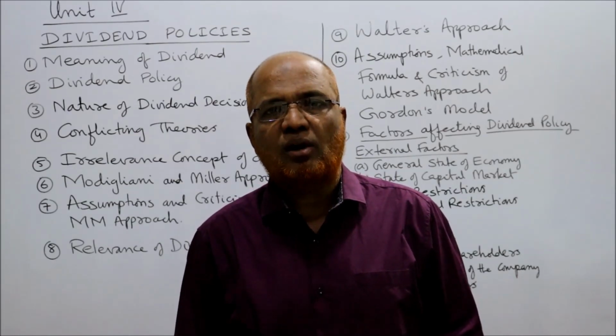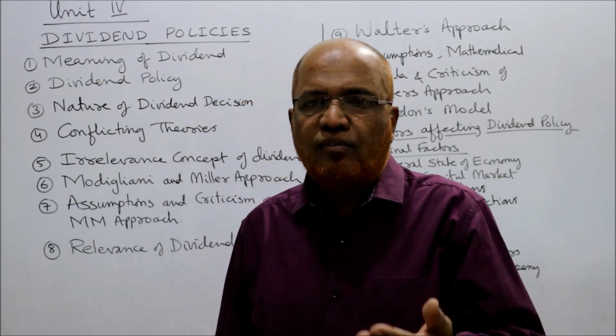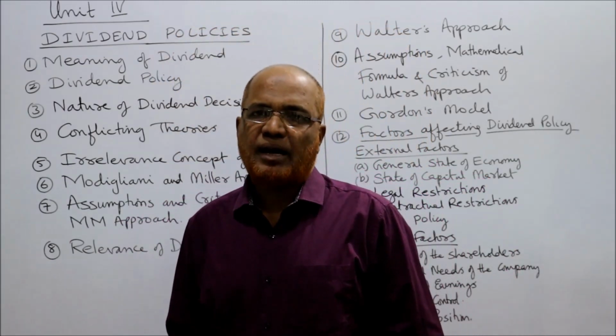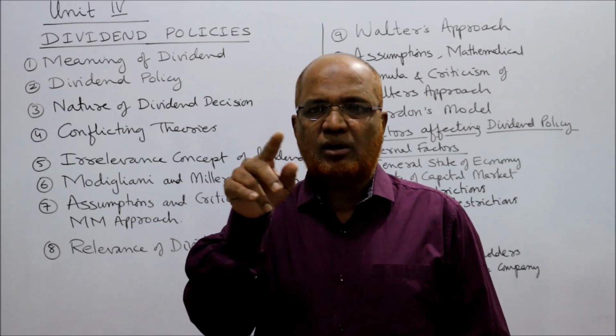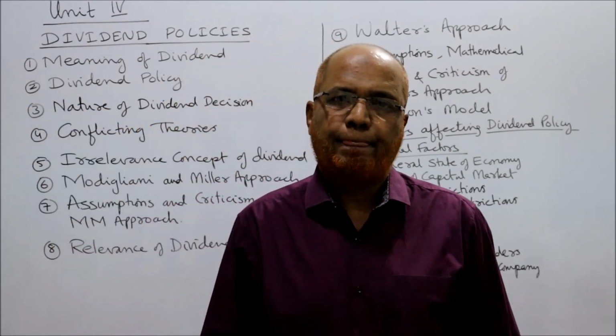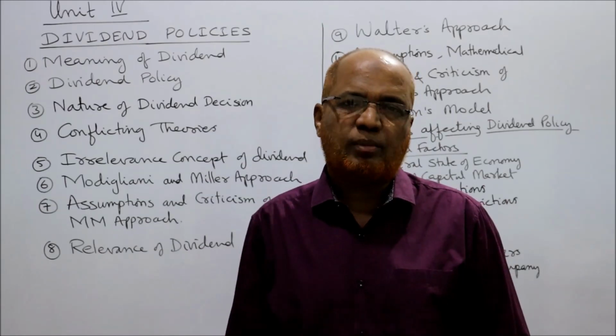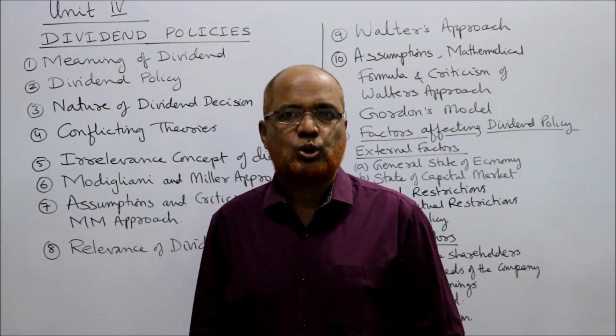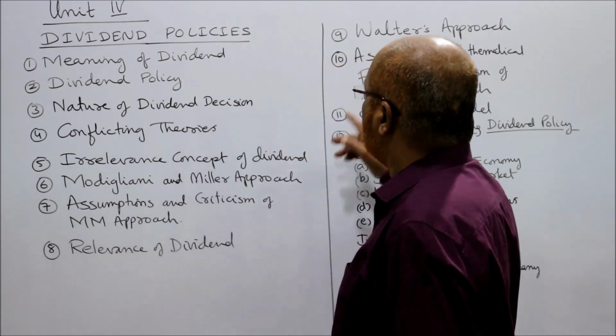So this is the theory of Walter. In order to prove his theory, he has given one formula also to calculate the market price of share. That is P is equal to D plus R by Ke into E minus D, divided by K. In the problems, we are going to apply this formula to find out the market price at dividend payout ratios. Right? So this is the Walter's theory.